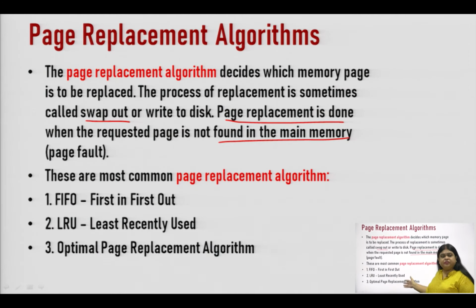So these are the three common page replacement algorithms that we will be talking about today in this lecture. First is first in first out, the most well known algorithm. The second one, least recently used, LRU. Third one, optimal page replacement algorithm. All these three are the most common page replacement algorithms. Apart from them, we have the most recently used page replacement algorithm. But if you understand these three algorithms, all the other algorithms will be clear to you.